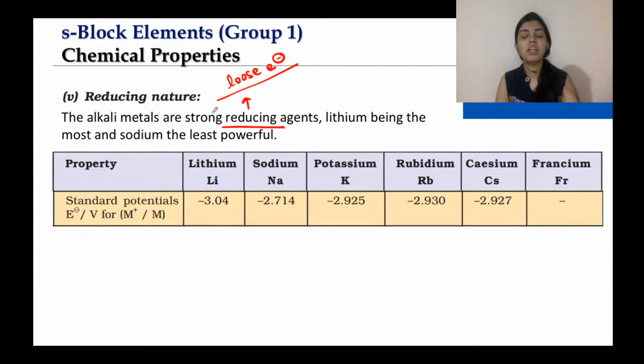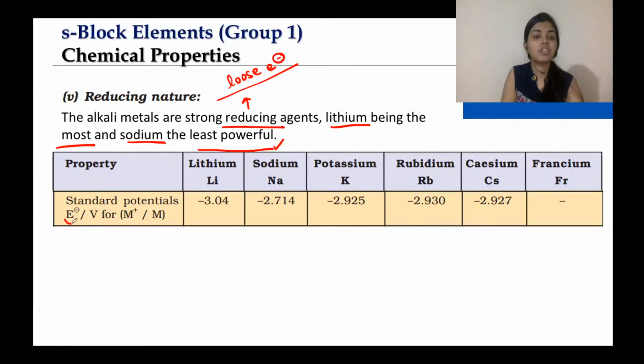If you compare the reducing nature of group 1 elements, you will find that lithium is the most reducing one and sodium is the least powerful one. We compare the reduction nature or the oxidation nature by the electrode potential value. Details you will learn in class 12th chemistry, in the electrochemistry chapter. Here you just need to remember that this is the reduction electrode potential, for M plus to M, and the value of electrode potentials is given.